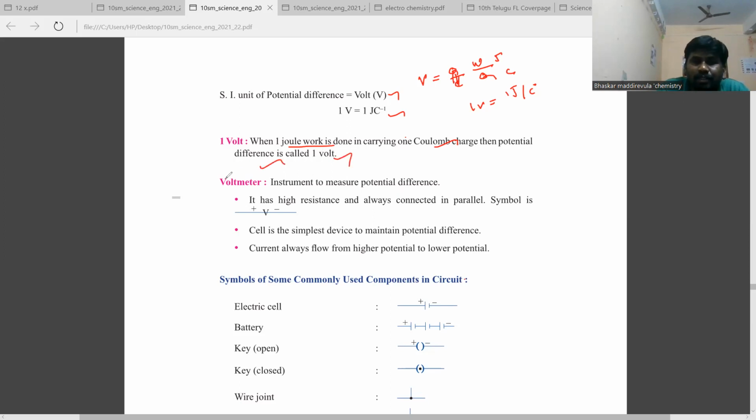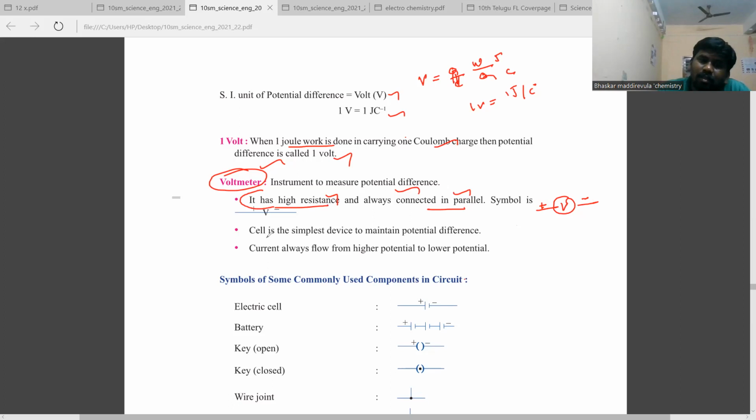1 volt. So this potential difference you can measure with a voltmeter. The voltmeter is an instrument to measure potential difference. A voltmeter has a high resistance. It always has to be connected in parallel, not in series. If you see the symbol of the voltmeter, V, it also has two terminals, positive and negative. So this is a voltmeter.